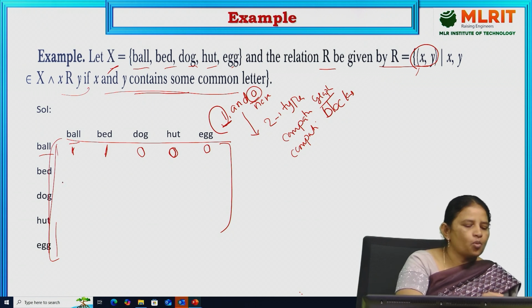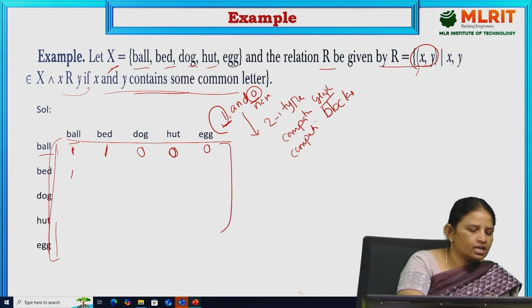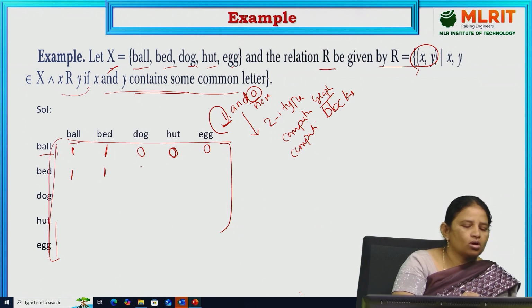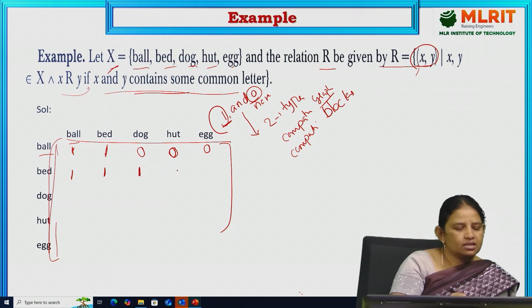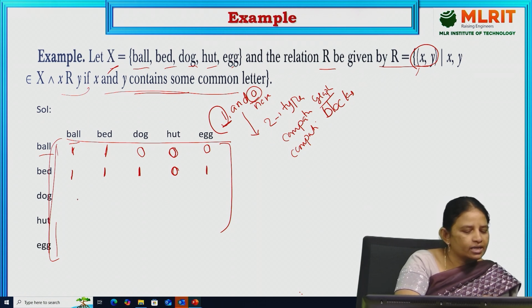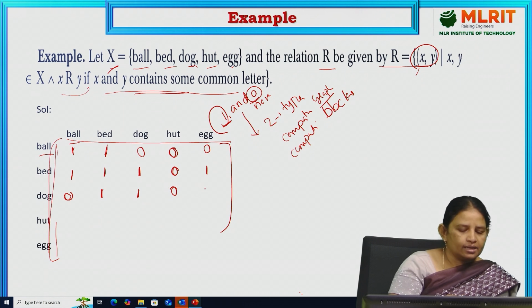Next, bed, ball. The common letter is B, keep it as 1. Bed, dog. D is a common letter, keep it as 1. Bed, hut. No common letter, 0. Bed, egg. The common letter is E, so keep 1. Next, dog, ball. No common letter, 0. Dog, bed. D is a common letter, keep 1. Dog, dog, 1. Dog, hut. No common letter, 0. Dog, egg. The common letter is G, keep it 1.